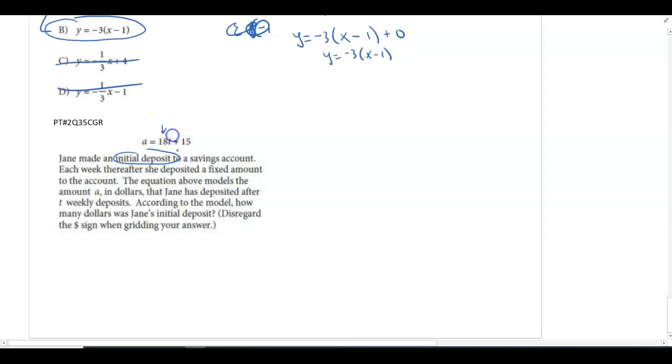So right away here, this is a gridded response problem, so you're going to have to bubble in the answer. It's not multiple choice. This is your slope. So that's your rate of change. This is your initial value or your y-intercept, which is at 15. So her initial deposit was $15.